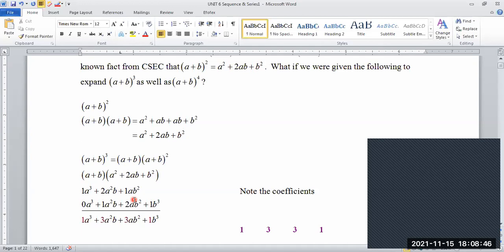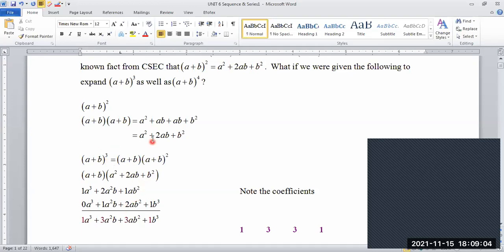For those of you who are doing CAPE Math, this also comes into CAPE Math. And by me doing this topic, when your CAPE lecture comes, at least you are one topic ahead in the battle. All right, so let's go.